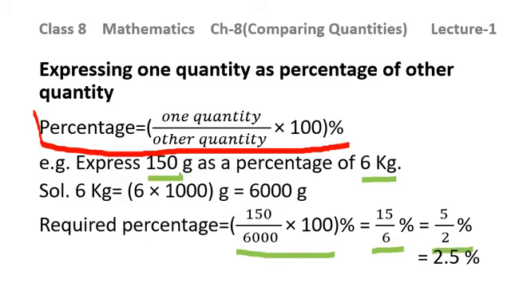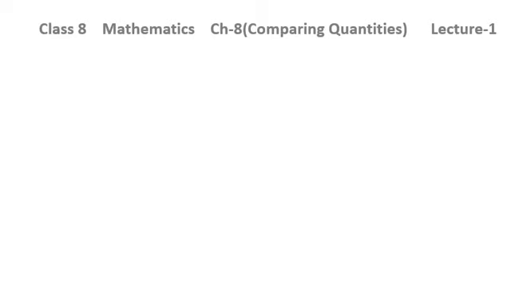First of all, we need to make the units the same. So 6 kilograms is converted into grams. It will be 6 into 1000 grams, that is 6000 grams. Then the required ratio will be 150 over 6000 into 100%. That will give you 15 over 6%, that is equal to 5/2%, and then 2.5%. I hope it is clear how to express one quantity as a percentage of another quantity.